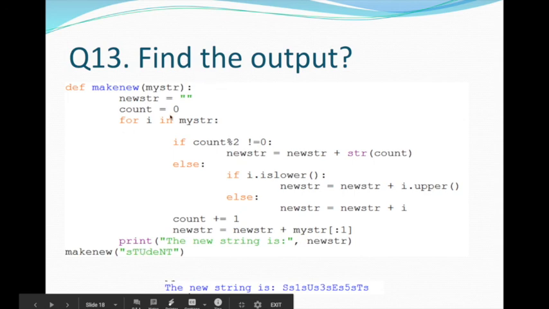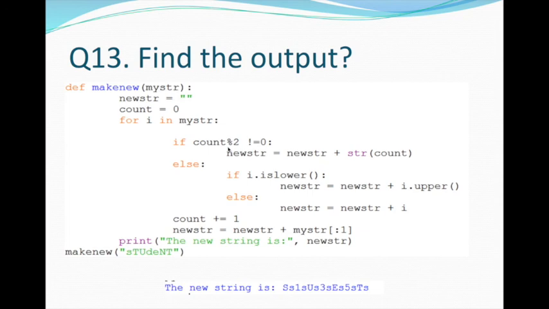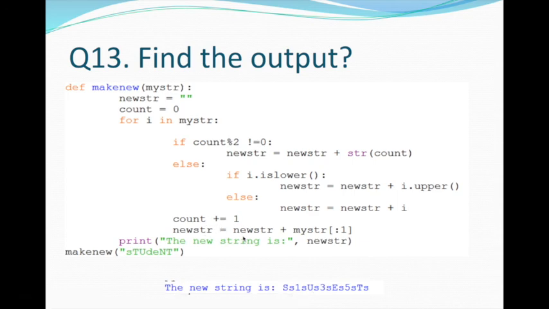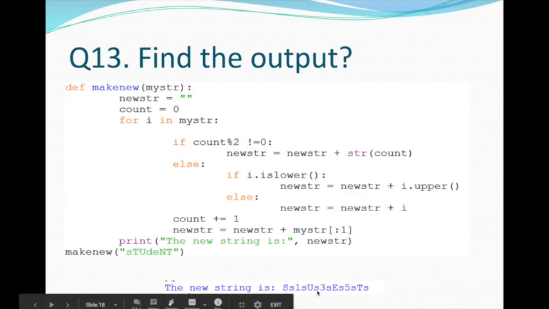U is uppercase. Again checking the count. Count is now 2. 2 mod 2 not equal to 0, so the condition is false. It goes to the else part. islower, the condition is wrong, so it goes to the else condition. new_str plus i. Now the new_str is Ss1s plus i. What is the i value now? U. So directly adding to this. Again count is incremented to 3 and new_str is new_str plus my_str[:1]. Again adding our first character.